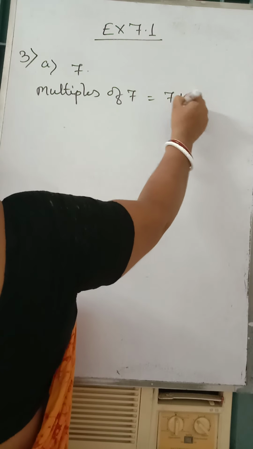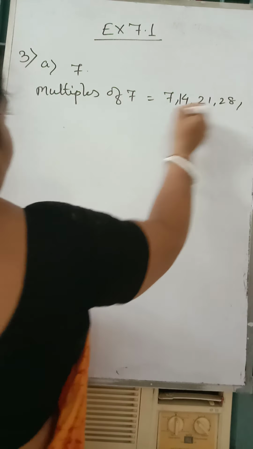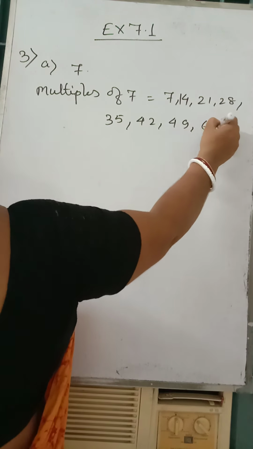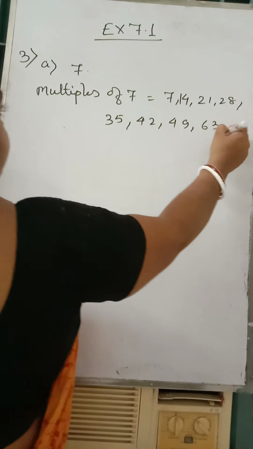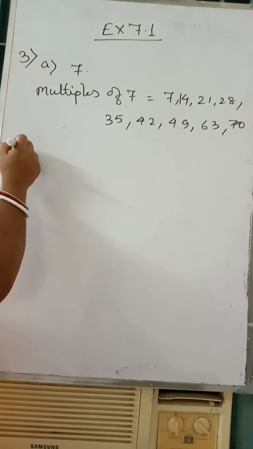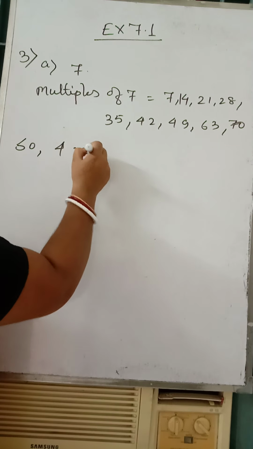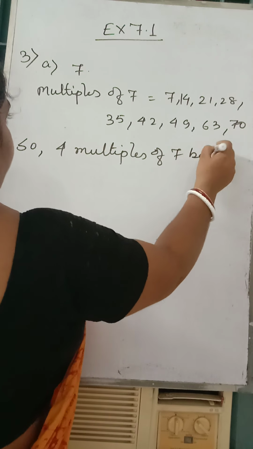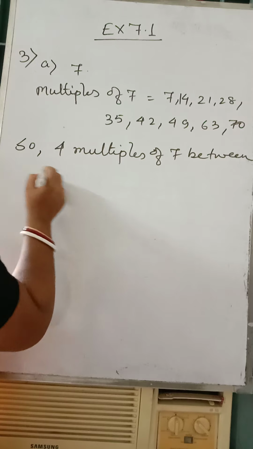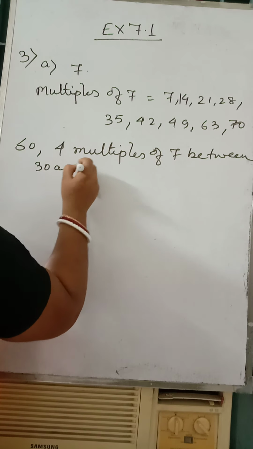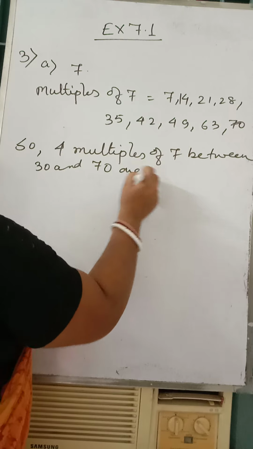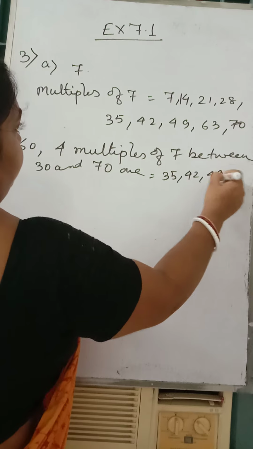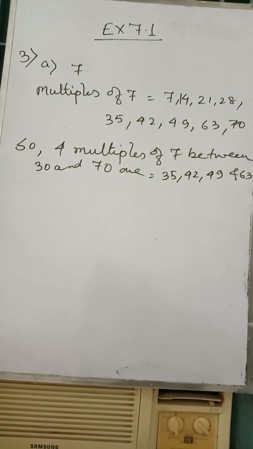7, 14, 21, 28, 35, 49, 63, 70. So 4 multiples of 7 between 30 and 70 are 35, 42, 49 and 63. Is it?